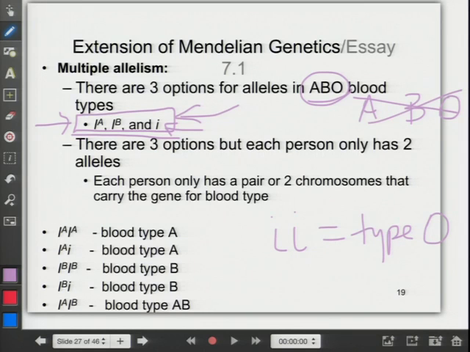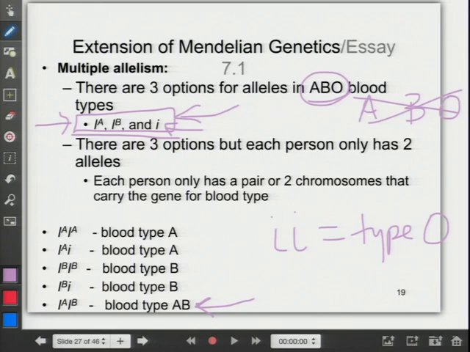Type O blood is the homozygous recessive, little i, little i. A is dominant over little i, or O, B is dominant over O, and A and B are co-dominant. Neither one wins. So if you have one allele you got from mom, the A allele, and an allele you got from dad, the B allele, your blood type is AB.